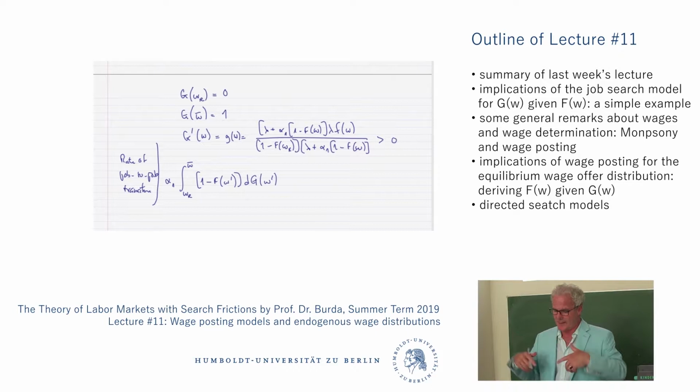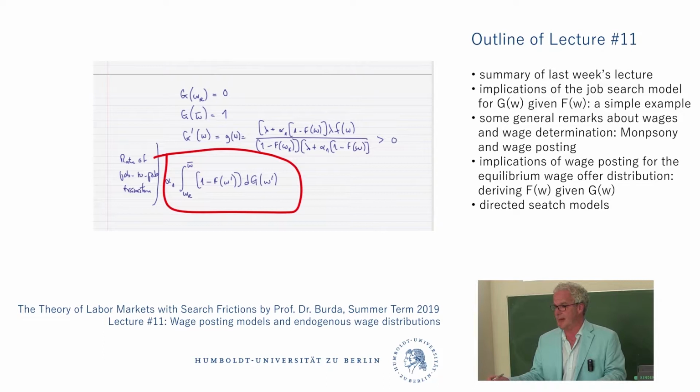This is the rate of job-to-job transitions. You can see it depends on a lot of interesting stuff. It depends especially, of course, on the incidence rate, as was already pointed out. But it also depends on the shape of G and F. Okay, so how do we get F? That's the hammer question for today. How do we get F?